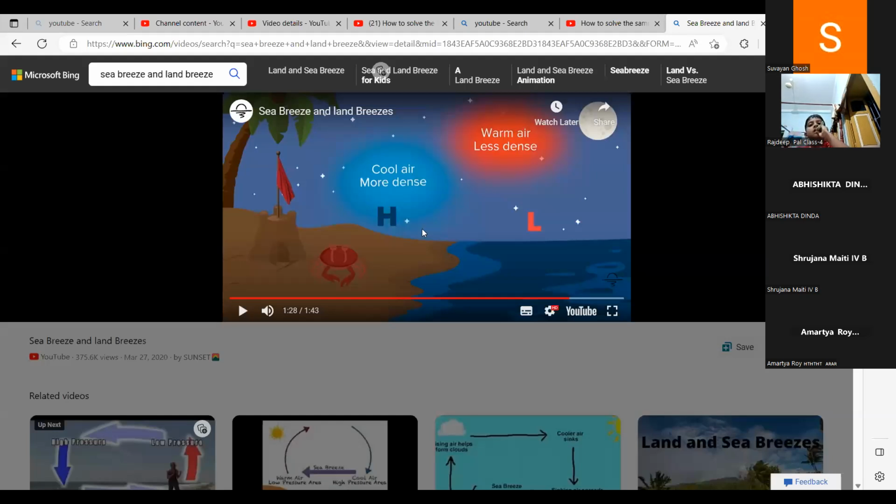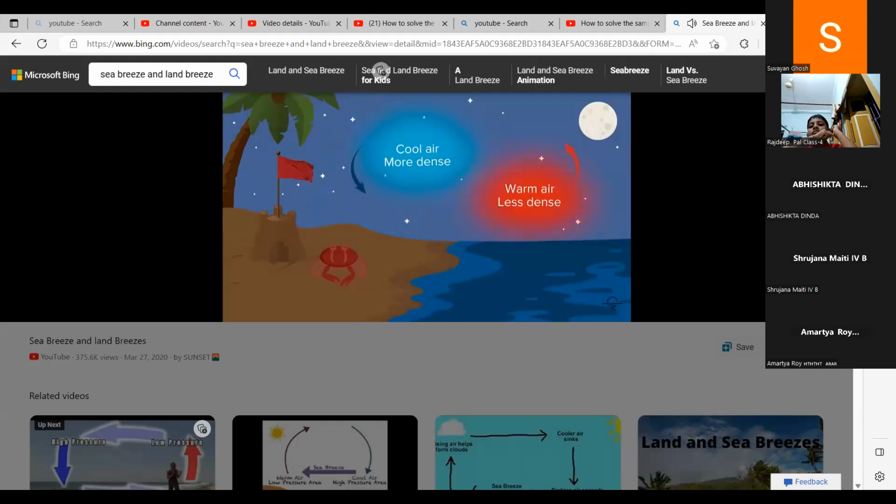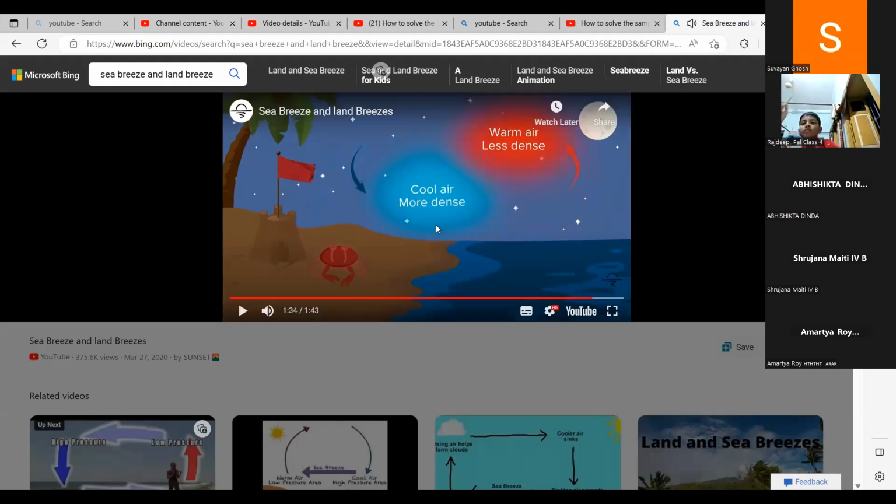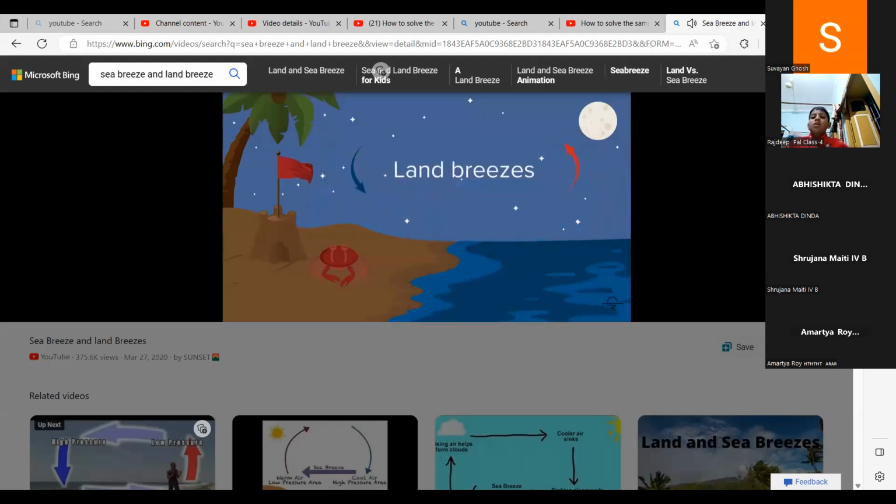Air moves towards lower pressure over the ocean. This air is warmed by the water and rises, and the cycle continues. Winds that blow from the land to the sea are called land breezes.